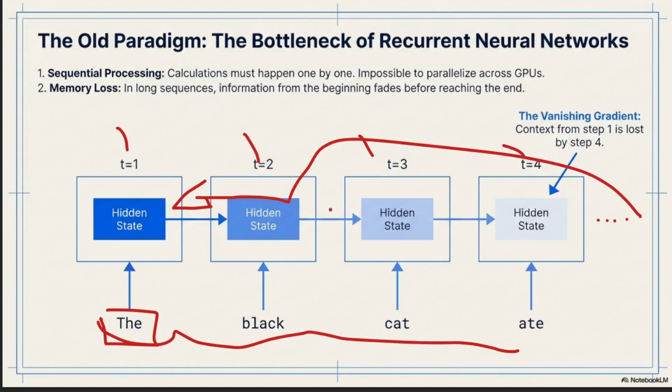So we cannot use the full power of GPUs because we must wait for step 1 to go to step 2. We must wait for step 2 to finish, to 3, to 4, etc. This serial nature prevents parallelization, making the training on large datasets incredibly slow.